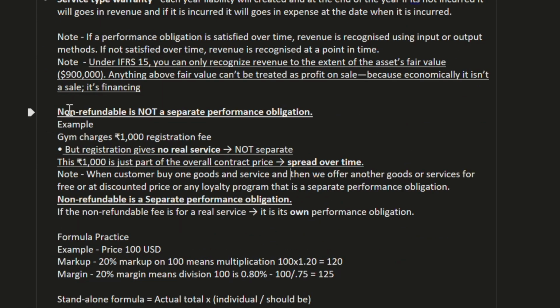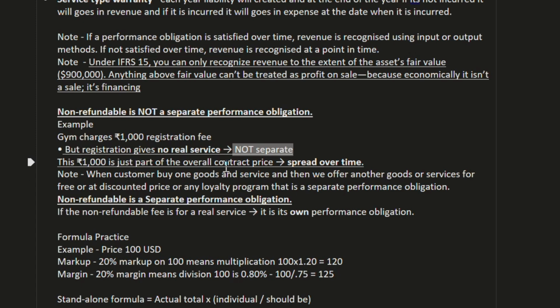Now, a non-refundable fee is not a separate performance obligation. Example, gym charges: we pay a 1,000 registration fee. Once we pay the registration fee, we don't get any kind of separate services, just membership. Registration gives no real services, so for that reason it is not separate. It is combined into the entire contract price. This 1000 is just spread over the contract price.